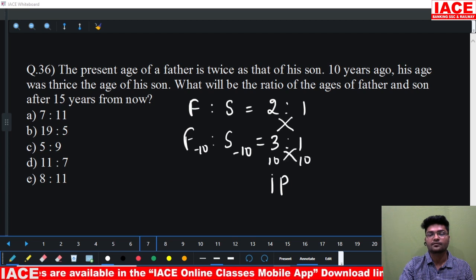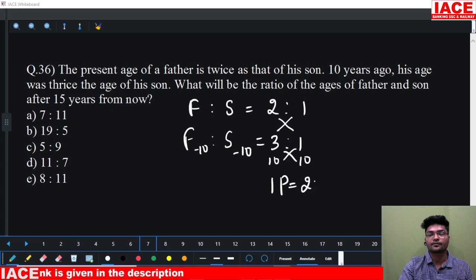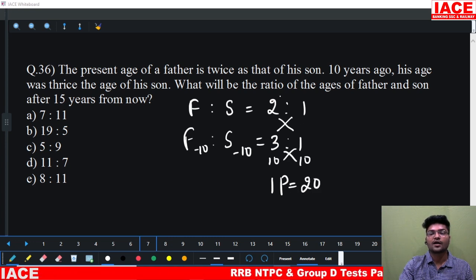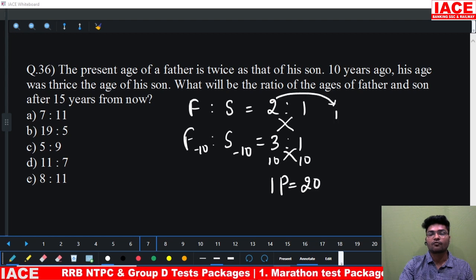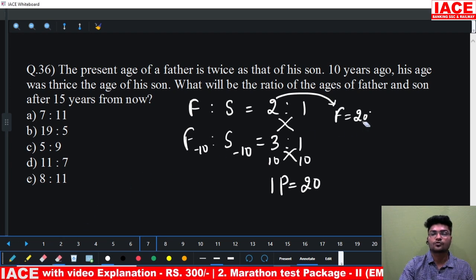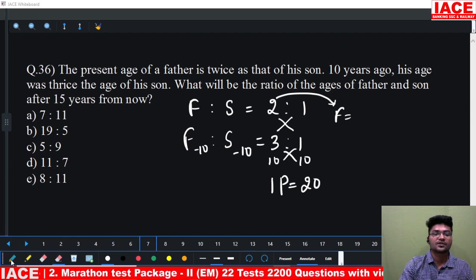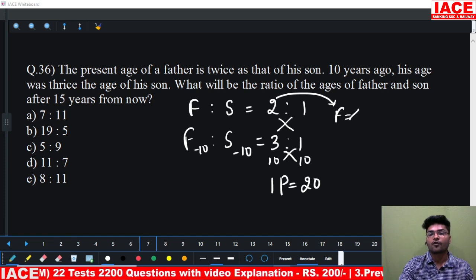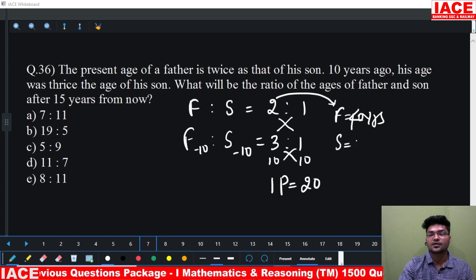Again cross multiply. 3 into 10, 1 into 10. 30 and 10. Difference is 20. One part is 20. Now father's present age is 2 parts, sorry, 20 into 2. 2 parts means 40 years. And son's present age is 1 part. 1 part means 20 years.